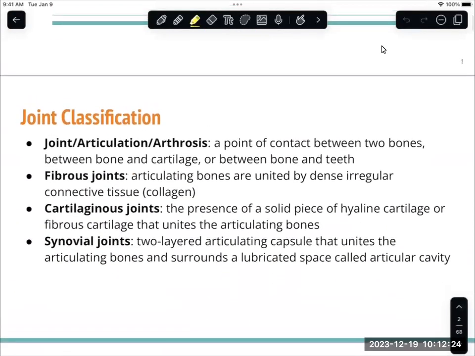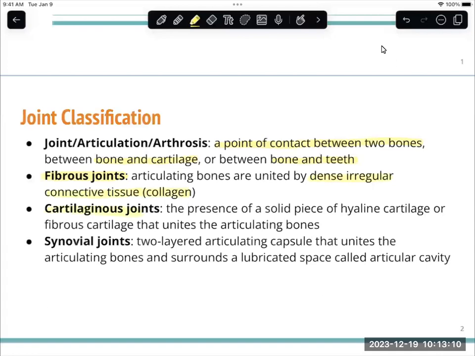So all of our joints are going to fit into different classifications. But a joint in general is a point of contact between two bones and cartilage, or bones and teeth. These all make up different joints throughout the body. We're going to have fibrous joints, where these different bones are held together by dense, irregular connective tissue, that is collagen fibers.